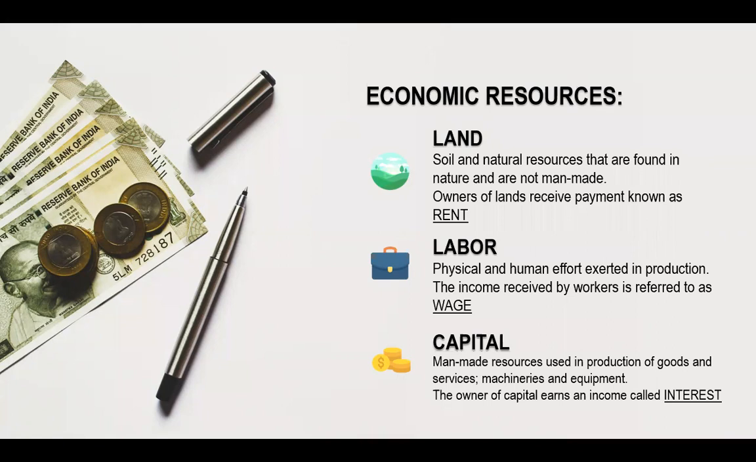First of all, resources. We have what we call economic resources, better known as factors of production. These are the things we need to create or produce a product that the public can consume. First on the list, land. Land means soil and natural resources that are found in nature and not man-made. Land is not only about farmland, but also includes all available minerals, crops, fruits, and other products obtained from the land. This is where the raw materials we need to produce a product come from.